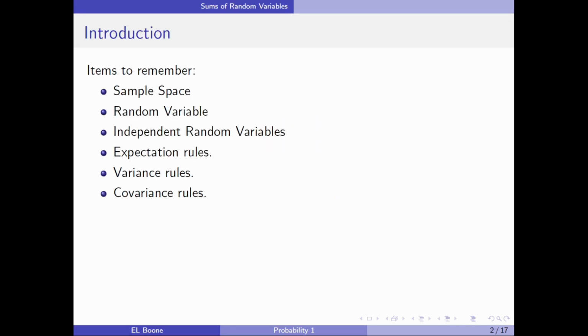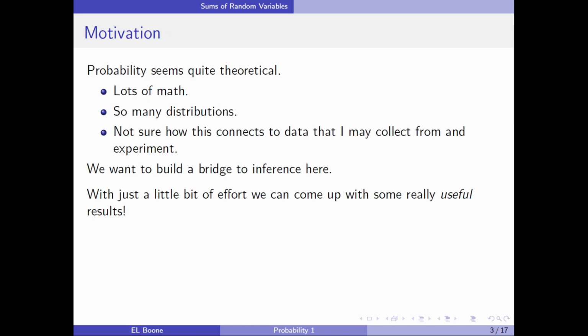Sums of random variables. Items we need to remember. Oh man, there's a lot here. Sample space, random variables, independent random variables, expectation rules, variance rules, covariance rules. Well, most of it will be pretty easy here.